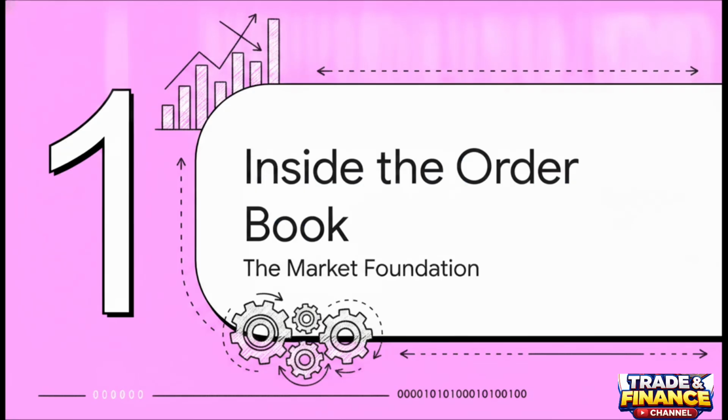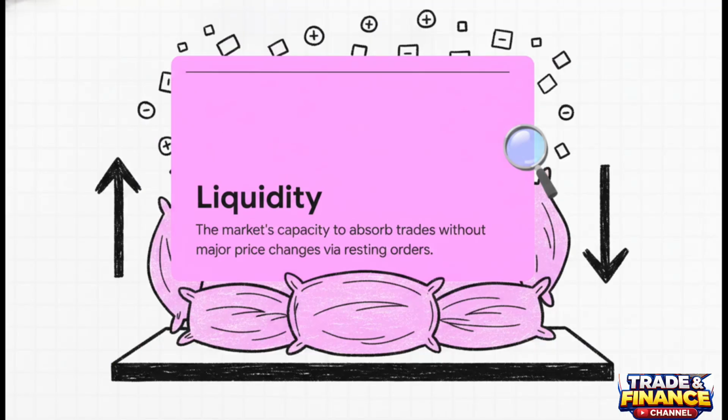All right, part 1, Inside the Order Book. Let's get right into it. To really understand smart money concepts, we've got to start at the foundation, the actual engine behind every single tick on your screen. And that means defining liquidity. Liquidity is basically just the market's capacity to absorb buying and selling pressure without going crazy and causing massive price swings. It's represented by resting limit orders, bids from buyers and asks from sellers, just waiting in the order book.